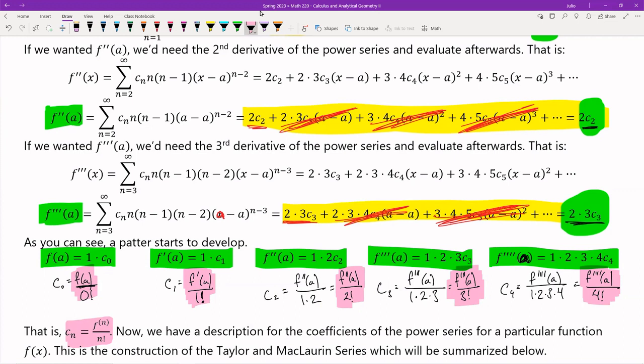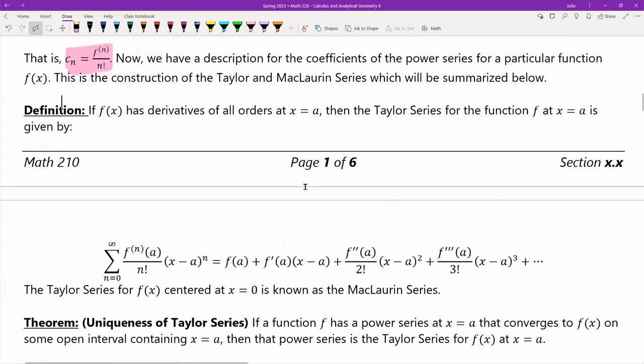This gives us coefficients for our power series. And this right here is the construction of the Taylor series and Maclaurin series, which is summarized in the definition below. So suppose that you have a function f of x, and it has all the derivatives at x equal a, then the Taylor series for that function at x equal a is this right here.